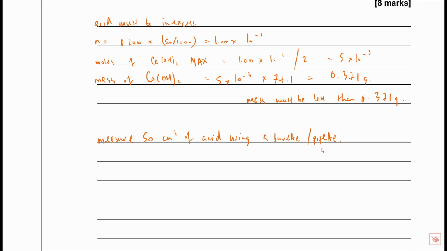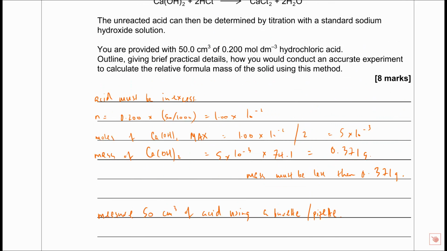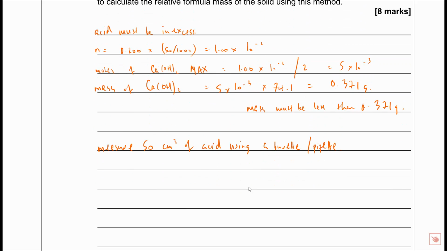Pipette, if you've got a 50 centimeter cube pipette, then really you've got to give a way of measuring it. Probably steer away from measuring cylinders though, only because we are trying to be accurate, and therefore we want to use equipment which has a high degree of accuracy. Measuring cylinders have less so. Measure that out into a conical flask, because we are going to titrate, and add weighed solid.